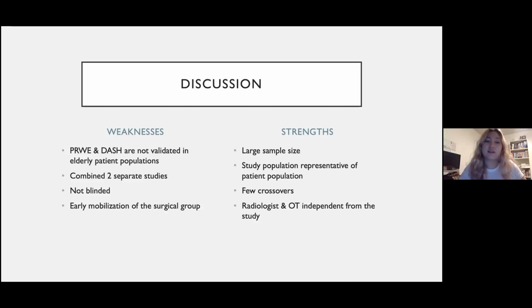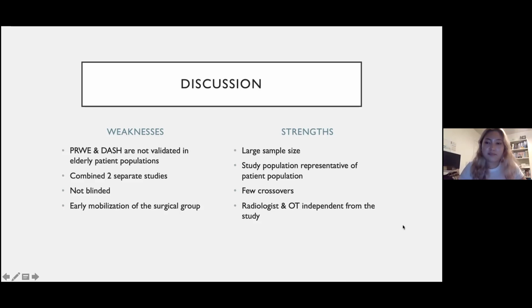It did combine two separate studies, or two recruitment events, at two different hospitals. It wasn't blinded. Like you said, that's not possible because you either do a surgery or you don't. And another significant one is earlier mobilization of the surgical group. Dr. Alter and I are actually doing a study on whether early mobilization helps or doesn't help with stiffness and all of that. So that's actually an active area of study.